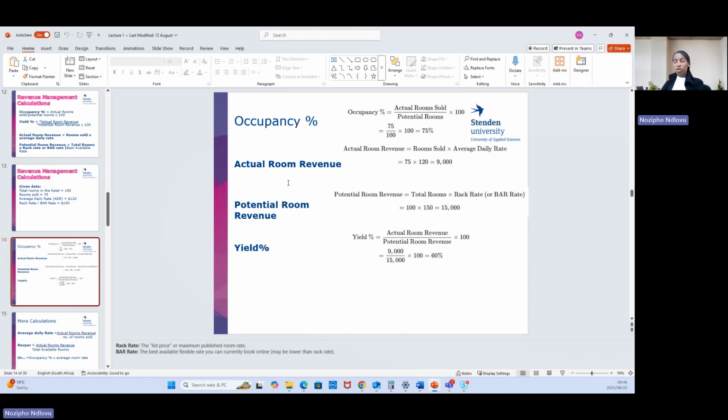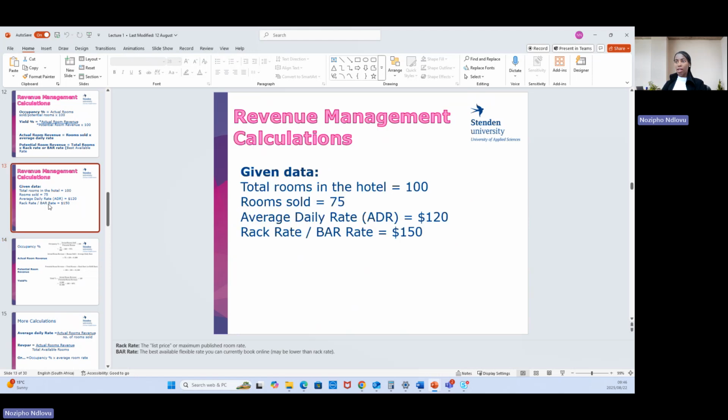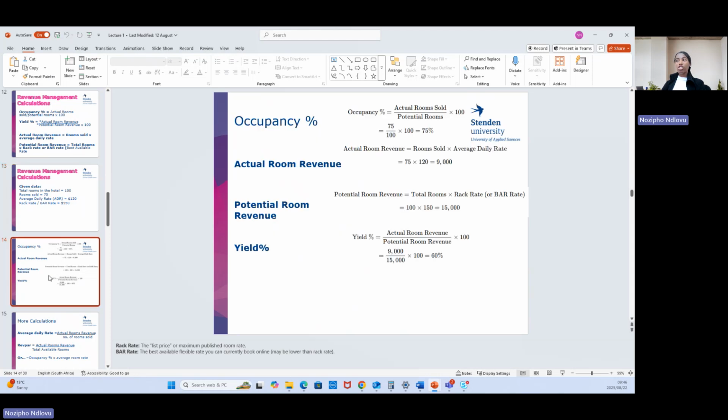And then we look at actual room revenue. What is the amount that we're going to generate from these rooms that are sold? So it's 75 multiplied by 120, because that is usually what is going to be charged. Potential room revenue, if it was during the season when people are demanding this particular room, will be the total rooms, multiplied by the bar rate, which will give you 15,000.